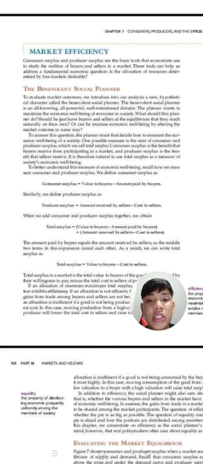So let's continue. The planner wants to maximize the economic well-being of everyone in society. What should these planners do? Should he just leave buyers and sellers at the equilibrium that they reach naturally on their own, or can he increase economic well-being by altering the market outcomes in some way?